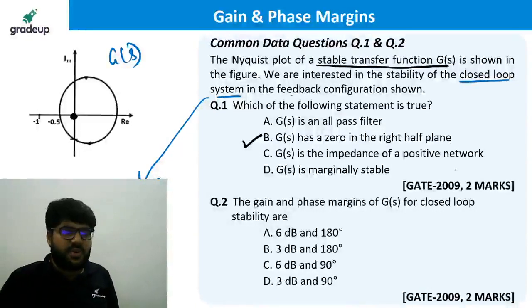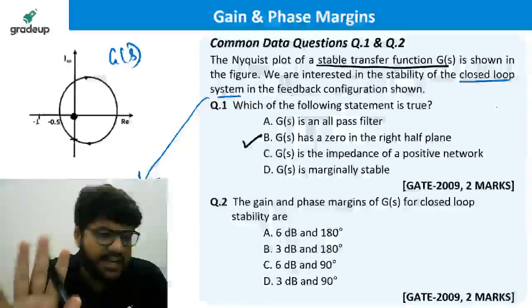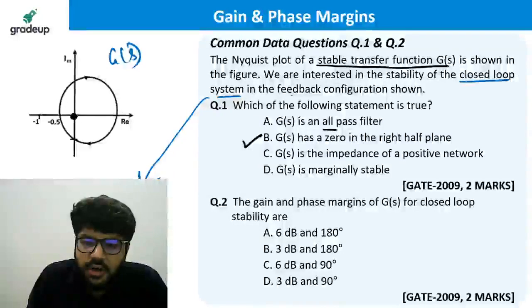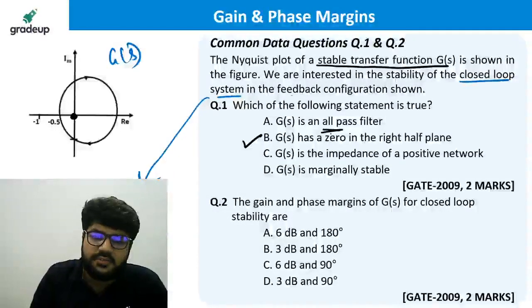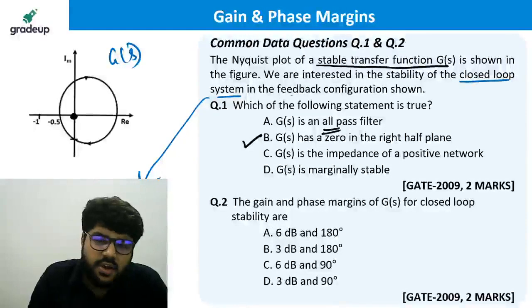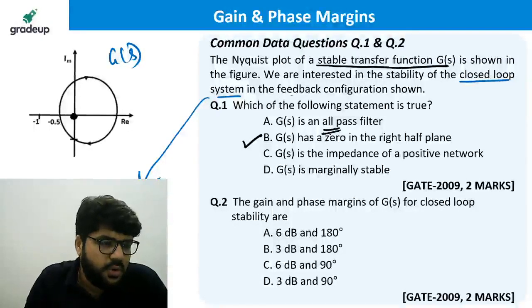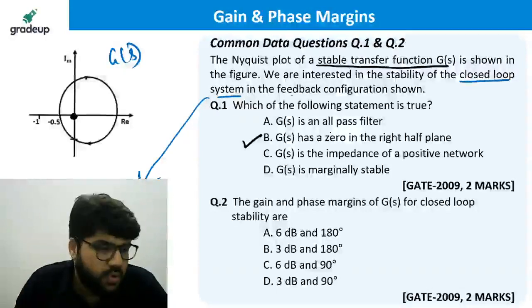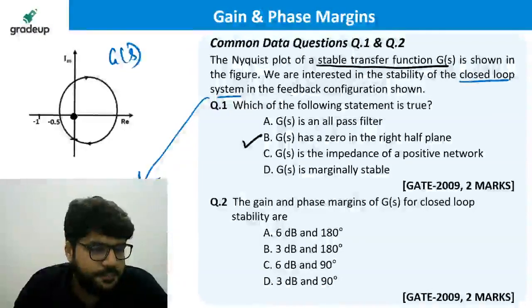And positive network and impedance, that is not the correct option. That you will learn in network theory; I will not go into network theory right now. Definitely it is not all pass. What is all pass? I will tell you somewhere tomorrow in the classes. What does the Nyquist plot for an all pass system look like? We will sketch that too, but I will tell you tomorrow. All pass systems.